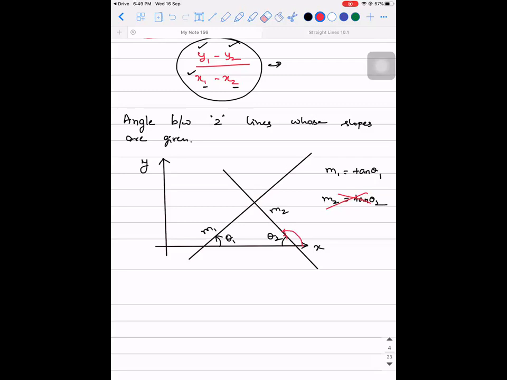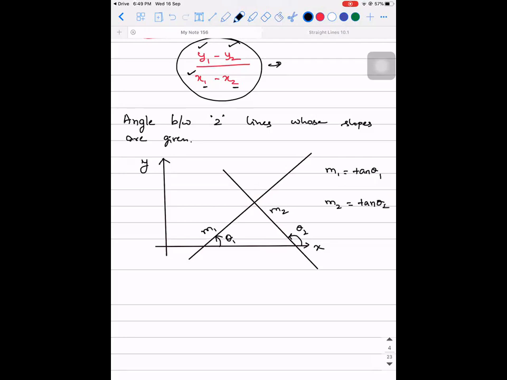So what is the angle made by it? That angle will be theta 2. Okay, I hope you understood. This is theta 2. Now I can write m2 is tan theta 2. M2 is tan theta 2.